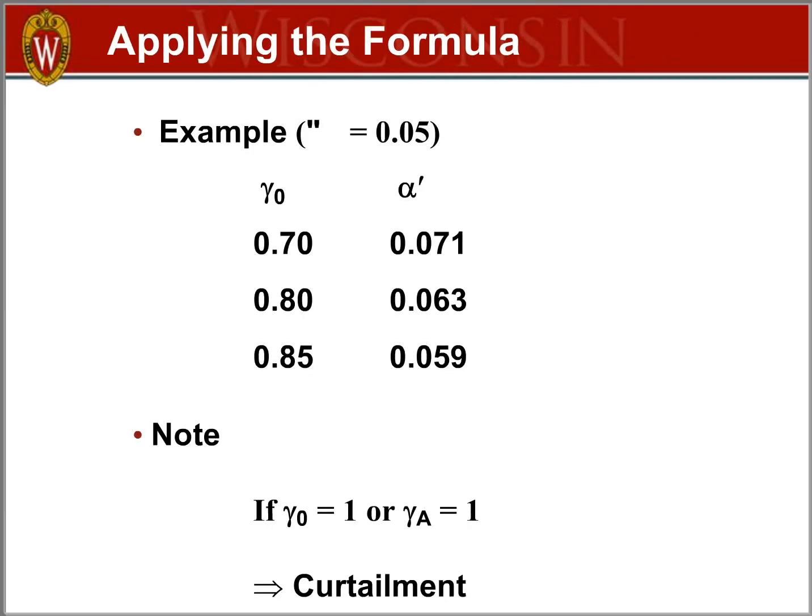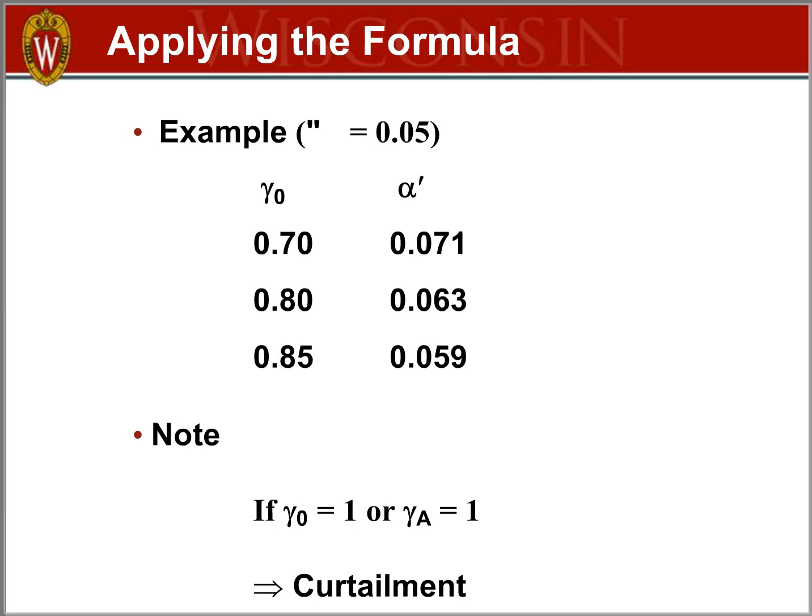For example, if you were to look at a gamma sub naught of 0.70, the type 1 error would be inflated from 0.05 to 0.071. If you compute that probability given the current trend to be 0.80, you would inflate the type 1 error less because you're more sure of yourself. At 0.85, you inflate it from 0.05 to 0.059 because you're even more sure of yourself.